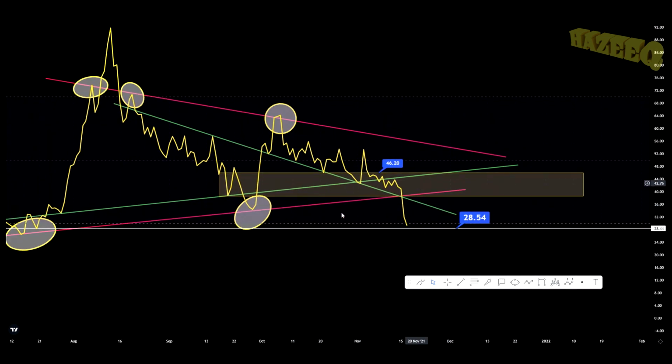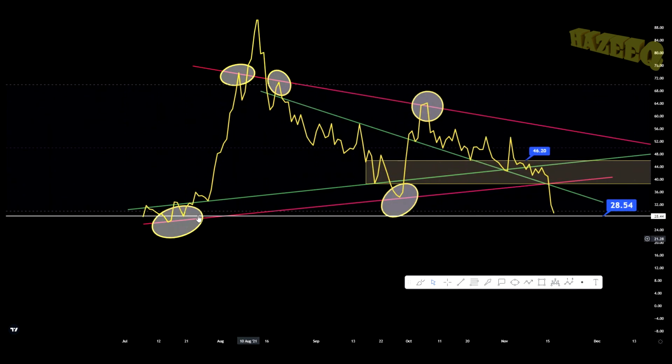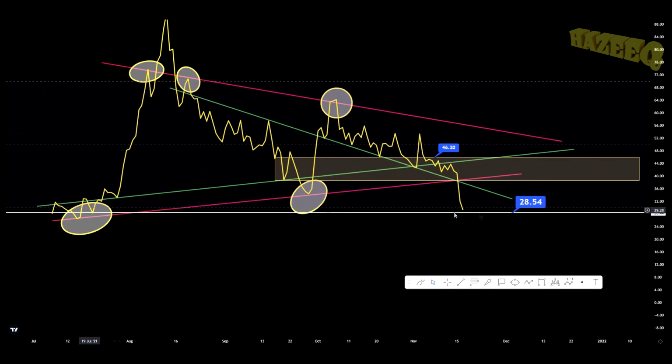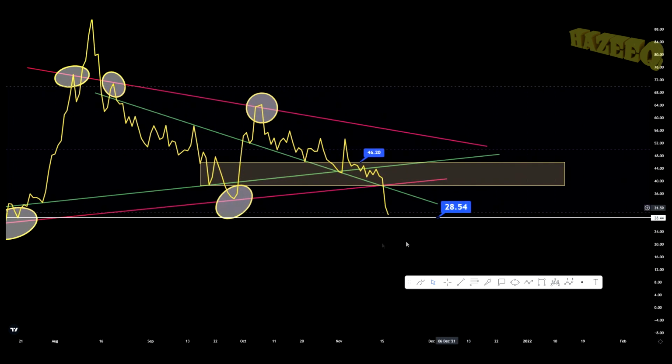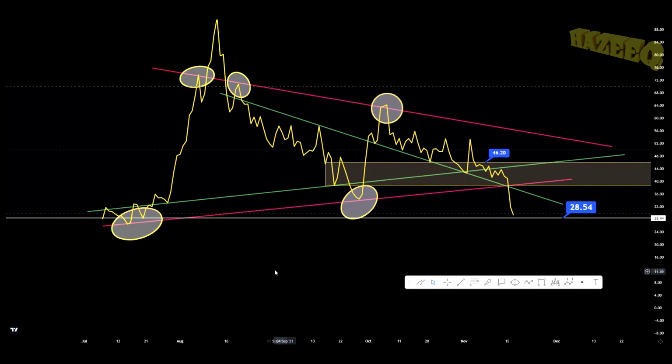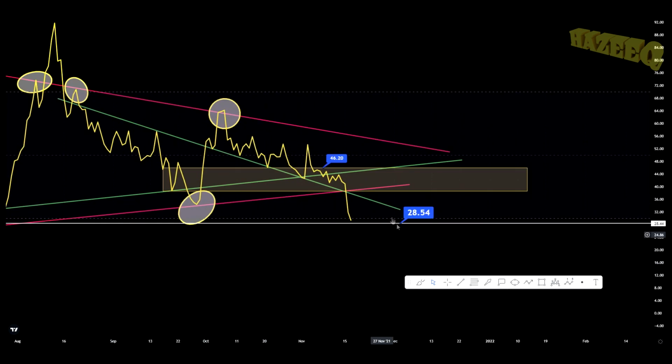So I gave you all these support lines. We lost all of them. The last support line that I have for you guys over here is at 28.54 on the RSI. This is the daily RSI. And as you can see, we had a bounce from that area, actually 2 bounces from that area before. So I do expect this to hold support.